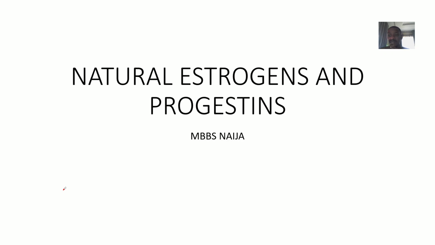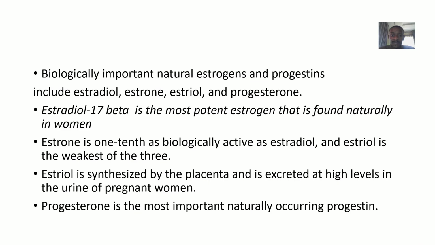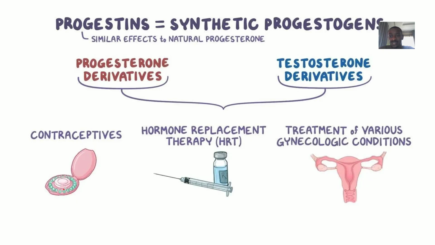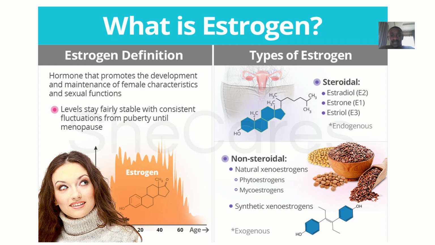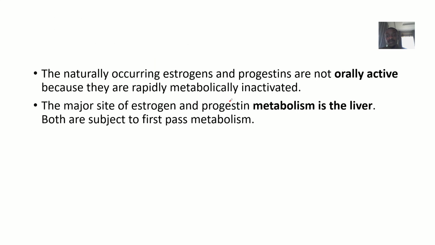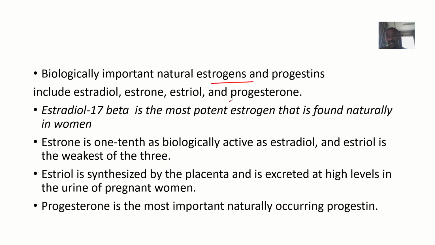So this is more of an introductory video to natural estrogens and progestins, where we'll get to talk about the concept of natural estrogens and progestins and all of that. So we said that biologically important natural estrogens and progestins include things like what? Estradiol, estrone, estriol, and progesterone. Those are the important natural estrogens.